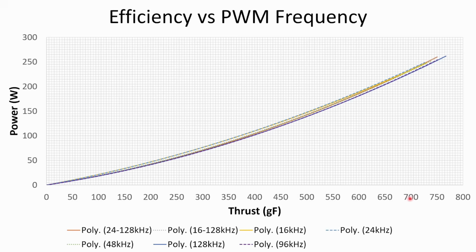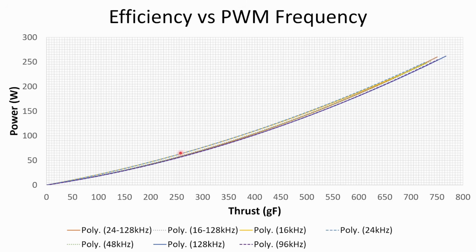Let's start by looking at motor efficiency versus PWM frequency. This graph shows electrical power consumed on the y-axis and thrust generated in grams on the x-axis. A more efficient motor is going to have a curve that's lower down on this graph, because a lower curve is producing the same thrust but consuming less electrical power, so it's more efficient.